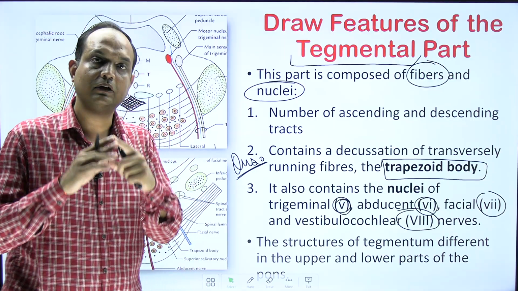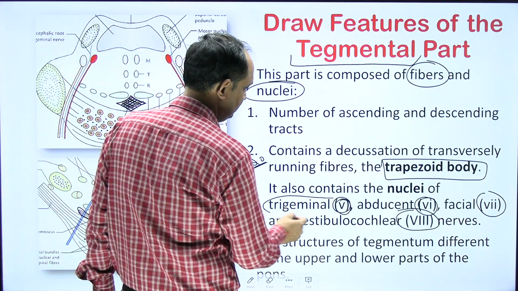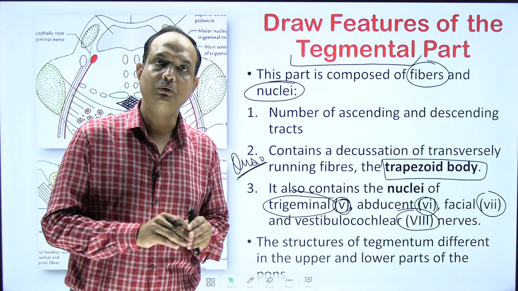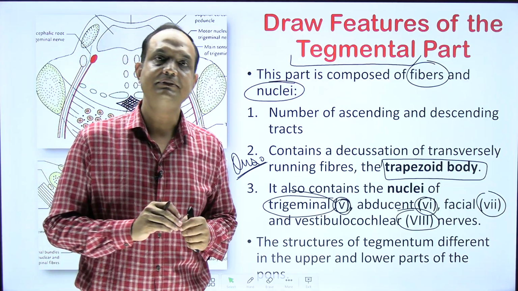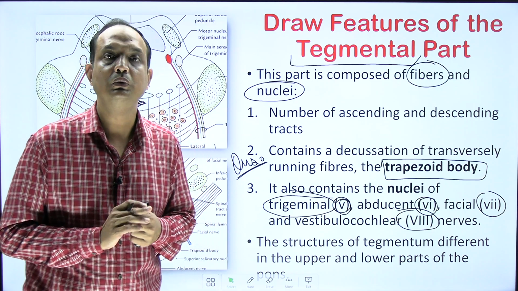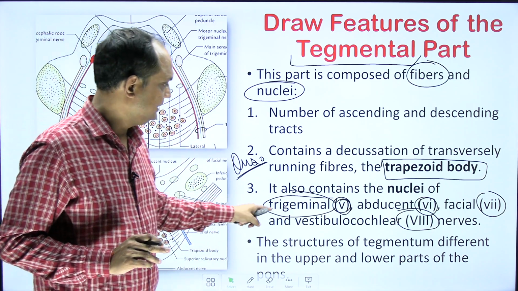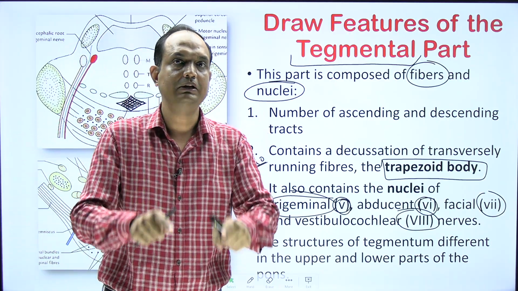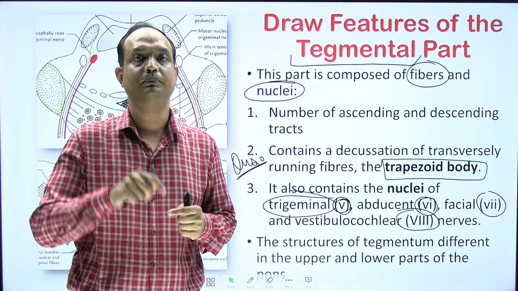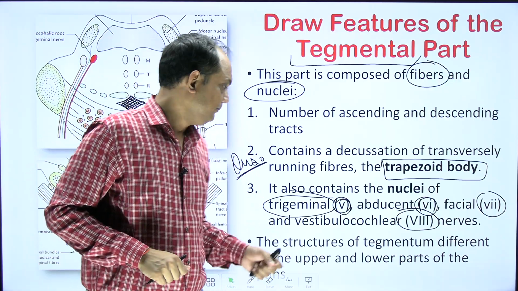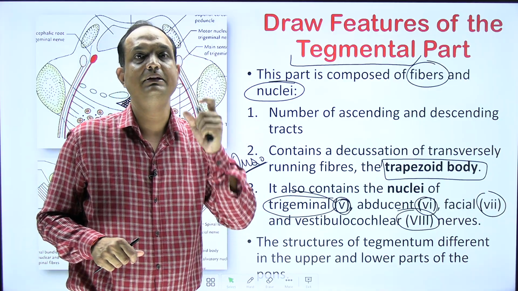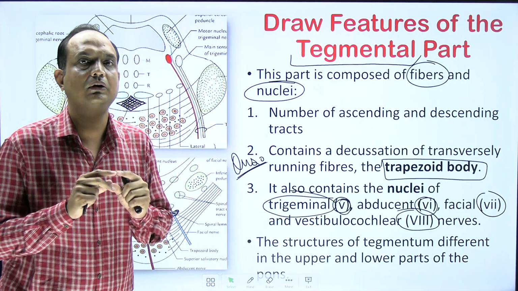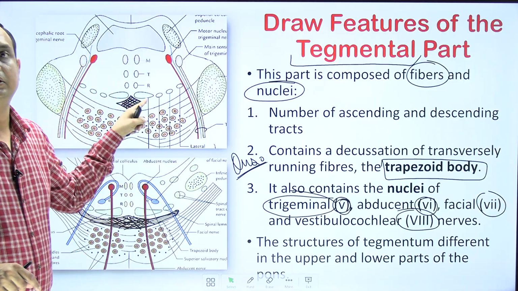And here I will tell you one thing: the trigeminal nerve has four nuclei. These four nuclei are known as the motor nucleus, mesencephalic nucleus, chief sensory or principal sensory nucleus, and spinal nucleus of the trigeminal nerve. Now, of these four nuclei, the spinal nucleus is present in the lower part of the Pons and the whole length of the medulla. But its remaining nuclei, that means the chief sensory nucleus and the motor nucleus, are present only at the level of the upper part of the Pons.